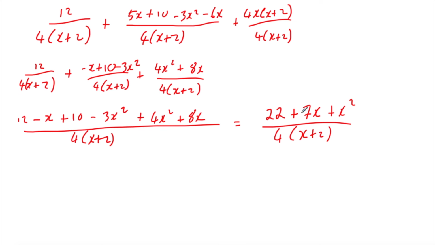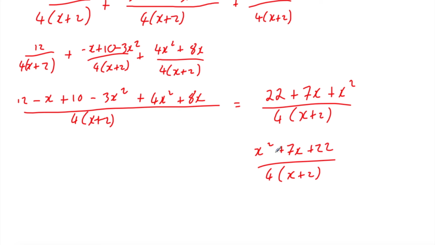Okay, now I'm just going to change the order of the numerator here. So we've got x squared plus 7x plus 22, all over 4(x + 2). And now if we just look at this numerator, x squared plus 7x plus 22, I don't think we can factorize it, so that's us finished. We could expand the denominator if we wanted to, so we could write x squared plus 7x plus 22 over 4x plus 8 if we wanted to, but actually this is fine as it is, so that's it.